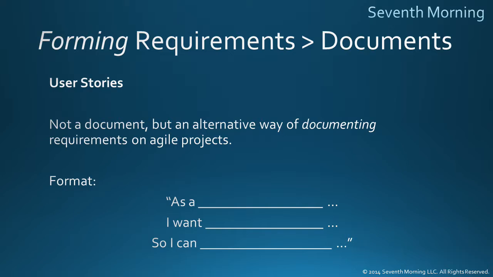The typical format for a user story is what I just put up on the screen. It goes like this: "As a..." and then you insert the role of the user. "I want..." and then you put the requirement. "So I can..." and then you have the rationale.